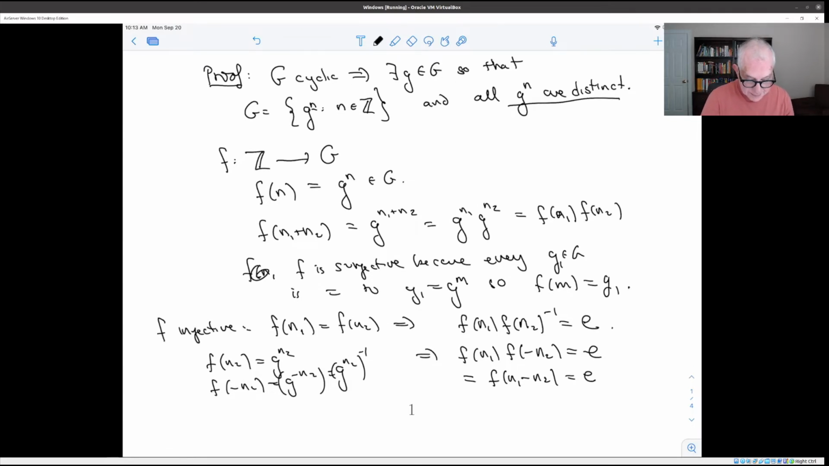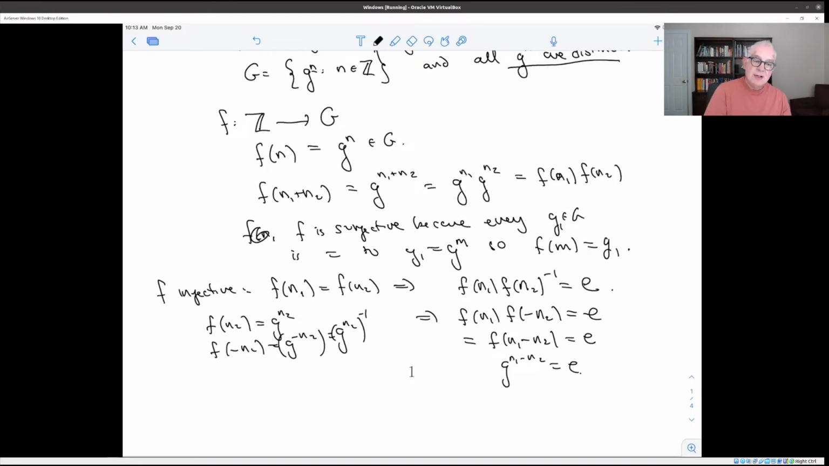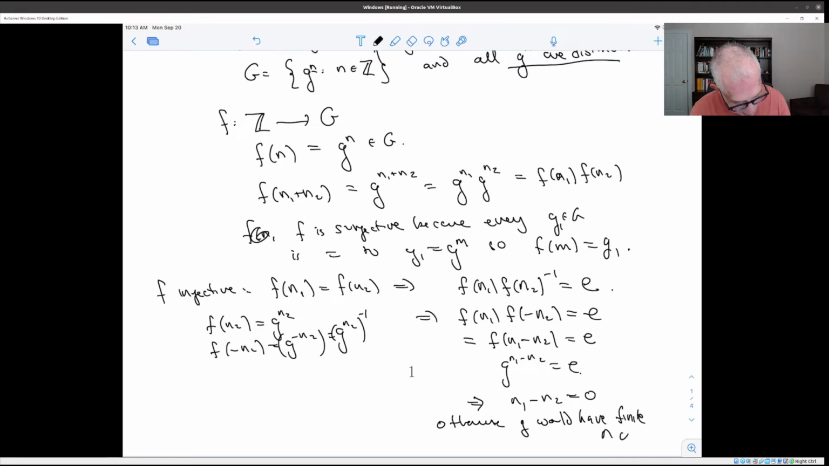But this is g to the n1 minus n2 equals the identity. And the only way that can happen, the only power of g that can be the identity, is if n1 minus n2 is 0, because otherwise g would have finite order. And that would contradict the fact that the group was of infinite order.